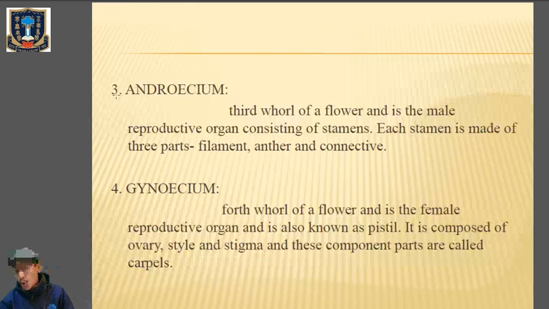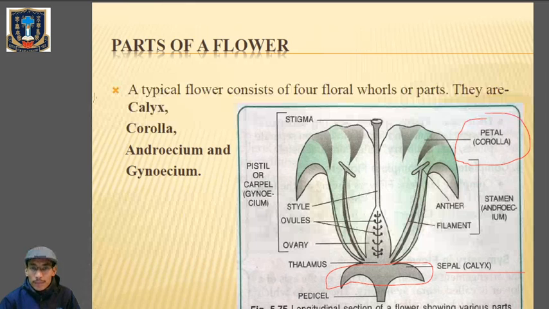It is composed of 2 lobes, or 2 parts simply, and each part is connected to the other by the help of a connective. So generally androecium is the male part of a flower. It consists of stamens, and the stamen is further divided into filament, anther and connective. So let's see which part is the stamen part or the androecium part. Clear? If you look over here in the diagram, this one is the androecium.